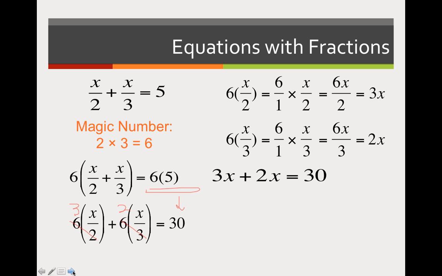And so when we get down to it, we end up with 3x, 2x, and 30. So by cross canceling, we get here faster. 5x equals 30. We'll divide both sides by 5. And then x is going to equal 6.